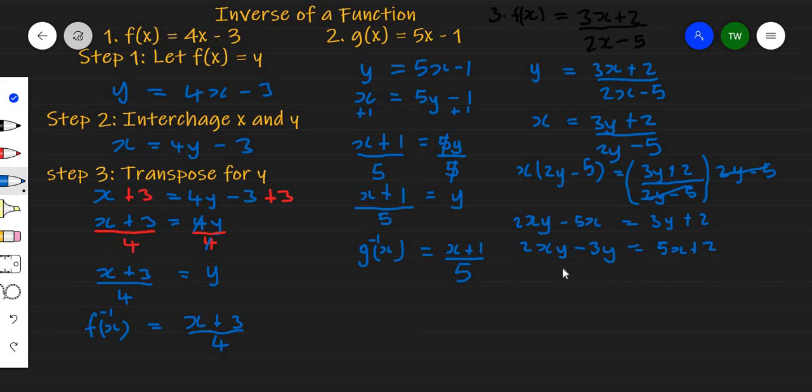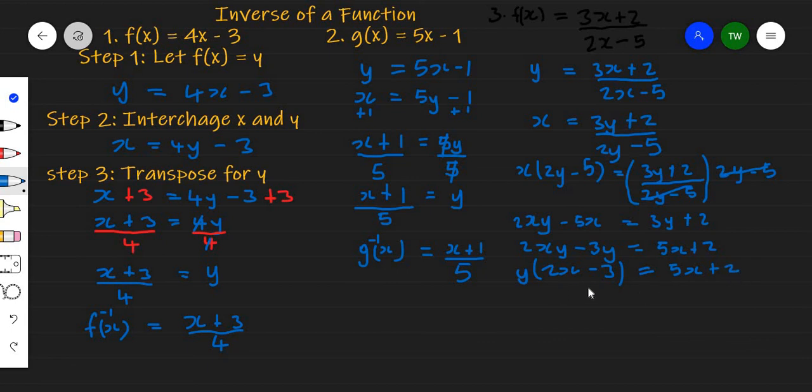Now at this stage, what I'm going to do, I'm going to factor out y. Because y is common to both terms, I'm going to factor out y. So I'm going to put y here and then open a bracket. Use this y to divide each term. So 2xy divided by y, that leaves me with 2x. And minus 3y divided by y, that leaves me with minus 3. Equal to 5x plus 2.